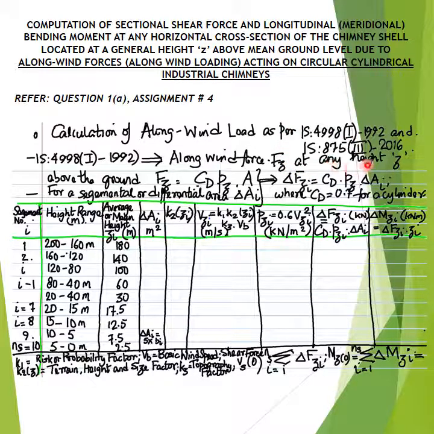Further, the drag coefficient denoted as C subscript capital D for a cylinder as the single stationary bluff body obstructing the wind flow or flow of fluid, that is air in the context of wind, is to be considered as 0.7 for cylindrical chimneys.